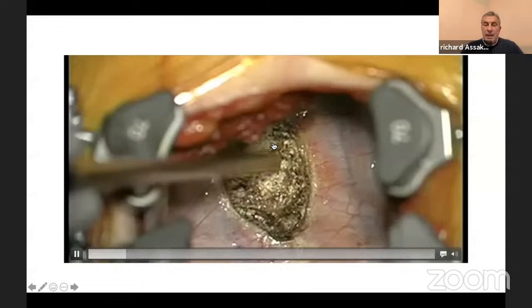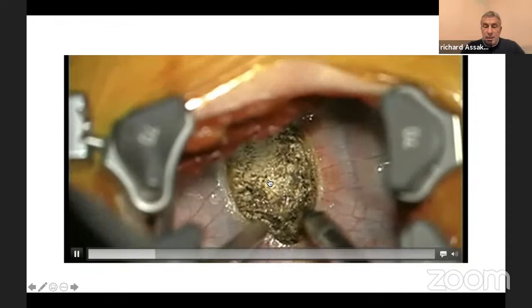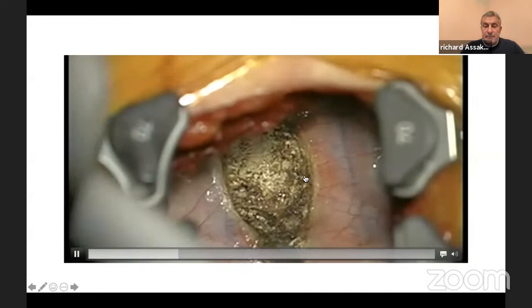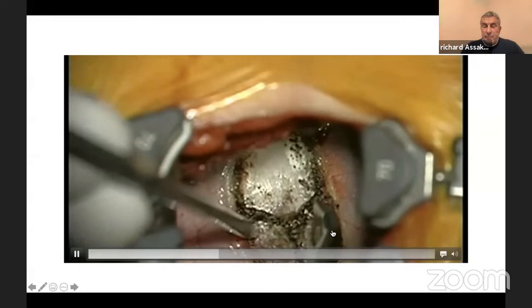I'm ventral to the patient, and you can see the exposure of the rib, the head of the rib here. So posterior is up, anterior is down. The legs are on the right side and the head on the left side. So I expose the head of the rib. You can see the head of the rib here. You can see the disc space, the index level, with the posterior part of the vertebra below and above.